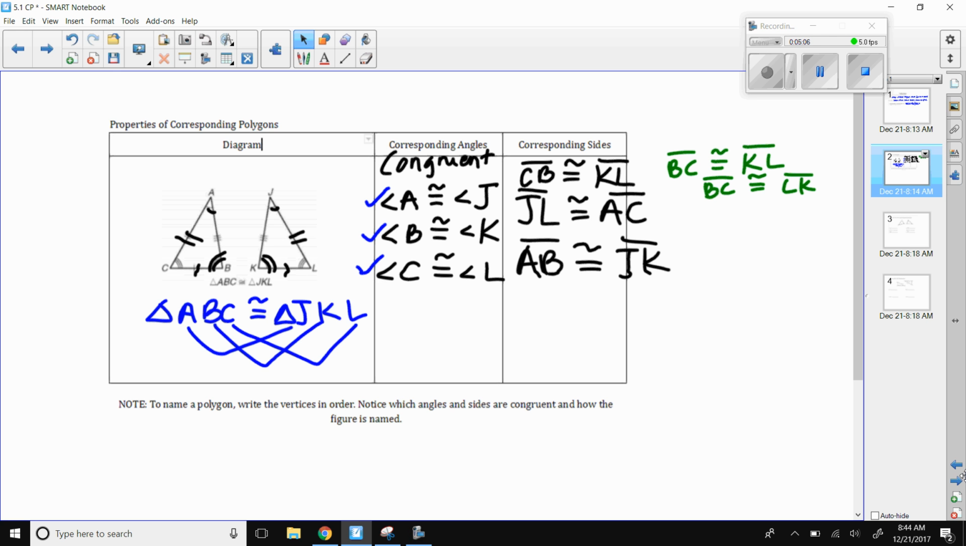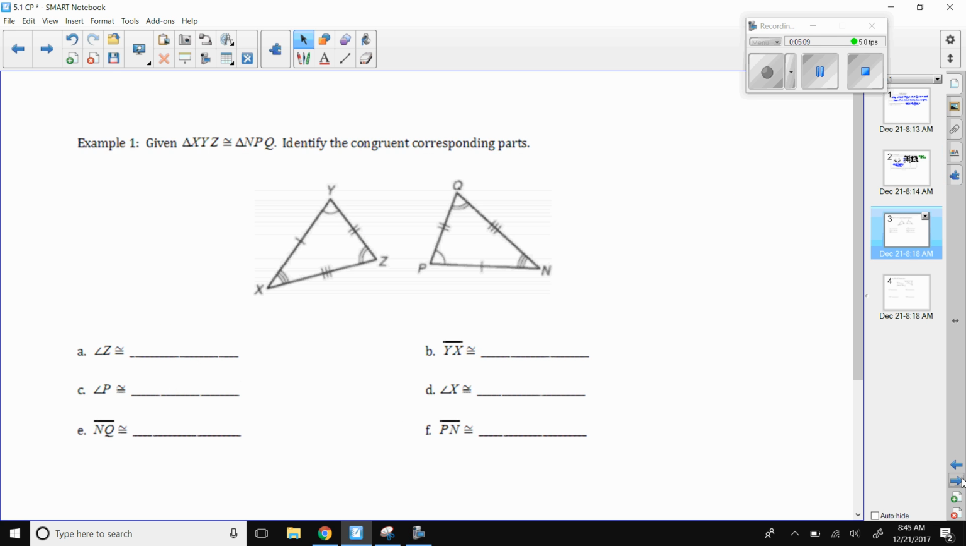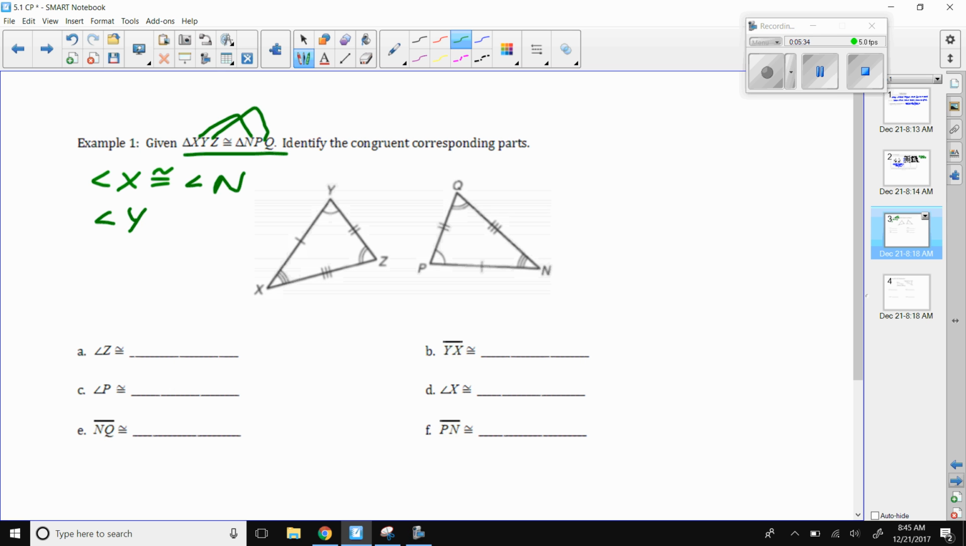So if we look at our example on the next page, it says given triangle XYZ is congruent to NPQ, identify the congruent corresponding parts. Now again, I'm looking and I'm seeing X and N, so I can see just from this right here that angle X should be congruent to angle N. I see Y and P, so angle Y should be congruent to angle P, and then angle Z should be congruent to angle Q just by how the triangle was written.